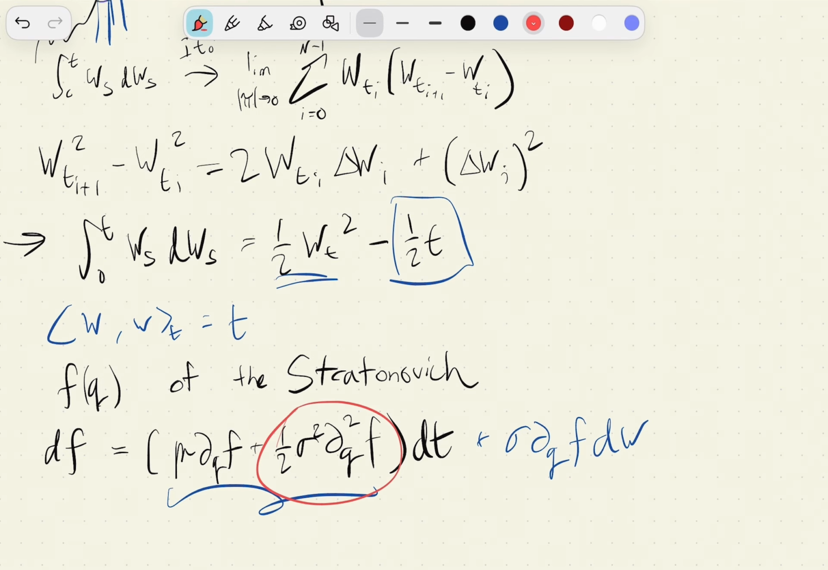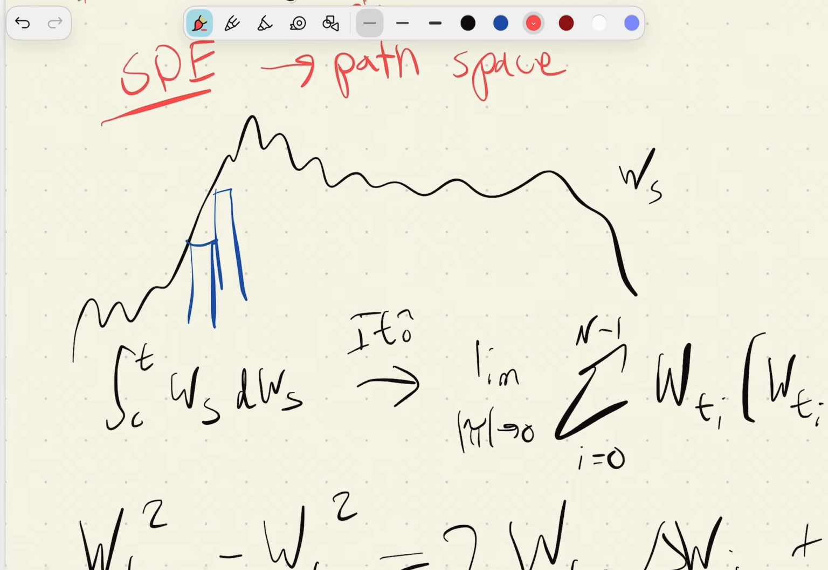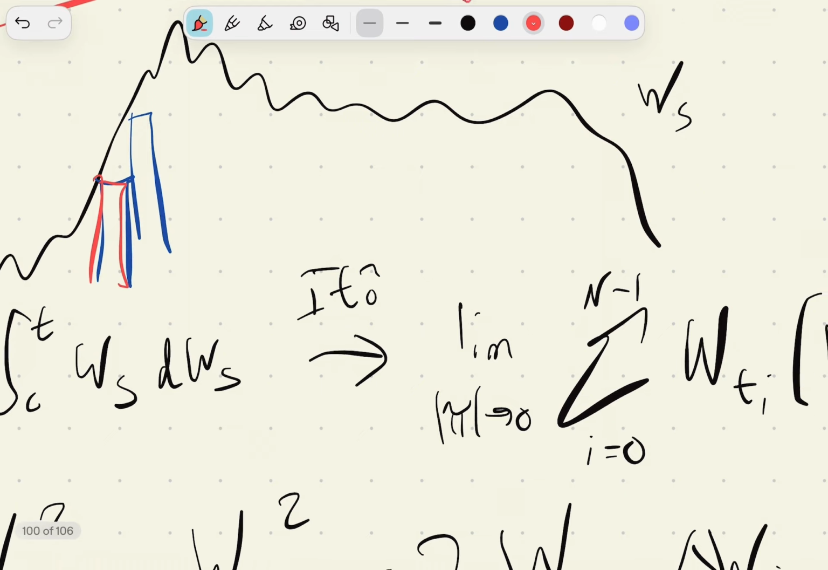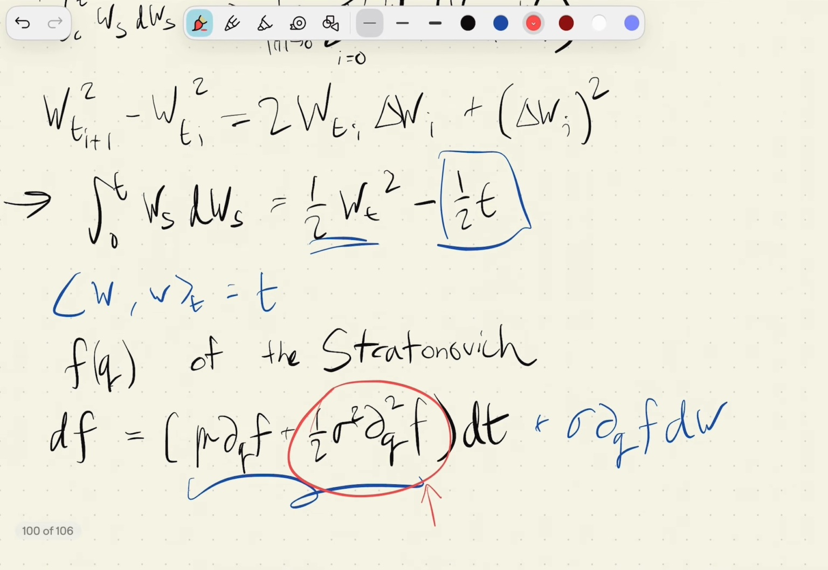This extra term here is fictitious, all right? You have to understand that. This is not real. It arises solely from the idea of the left point discretization scheme that we use. It has no counterpart in the underlying actual deterministic Hamilton's equations.